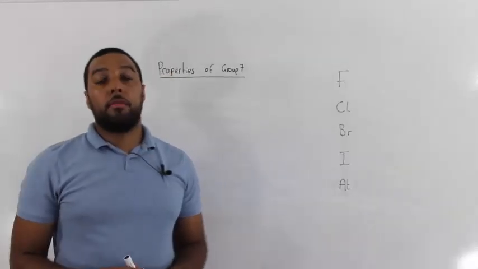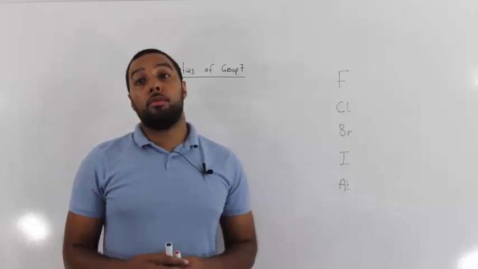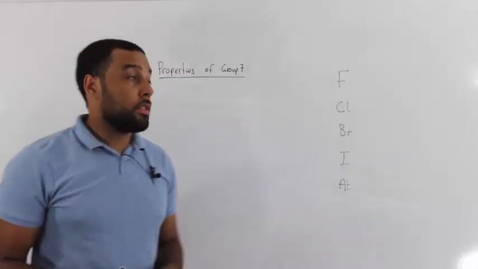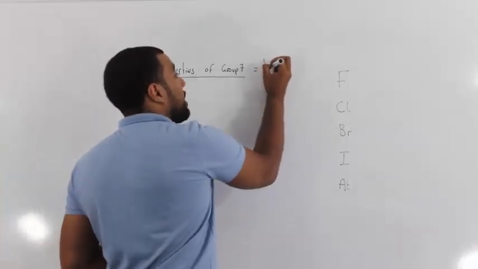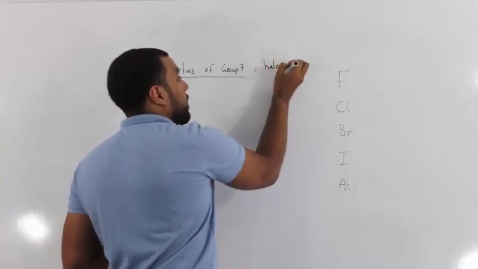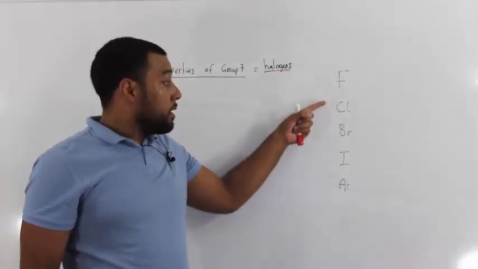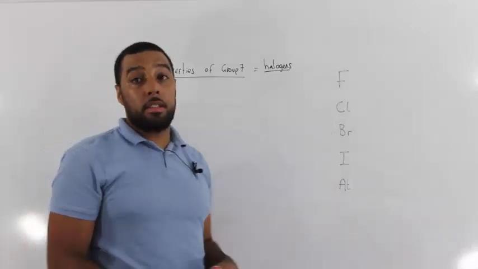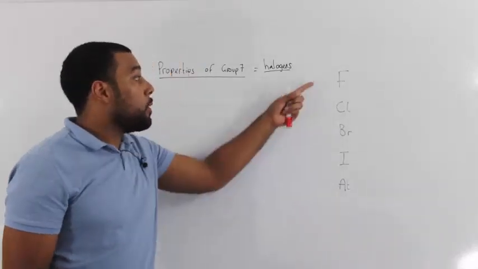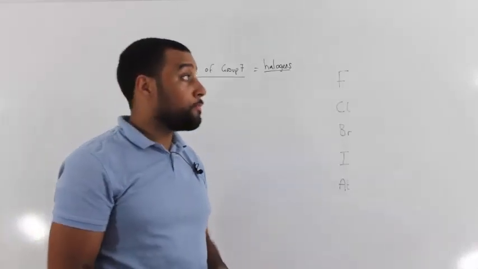Hi guys, and welcome to another video, and in this lesson we're going to be looking at the properties of group 7 elements. Now the group 7 elements are known as the halogens, and you can see we have fluorine, chlorine, bromine, iodine and astatine in group 7. They will all have 7 electrons in their outer shell.